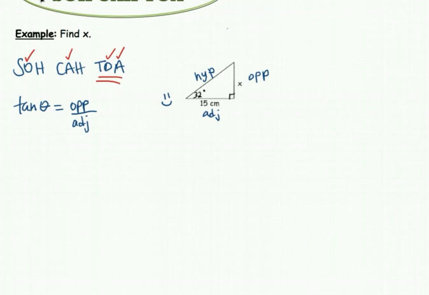So let's just go through and fill everything in. We know tangent, we know the angle is 32 degrees, and the opposite we don't know, but we're going to call it x, and the adjacent is 15 centimeters. So from there, we need to solve for x.